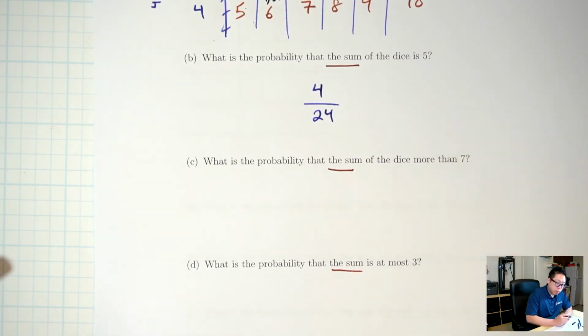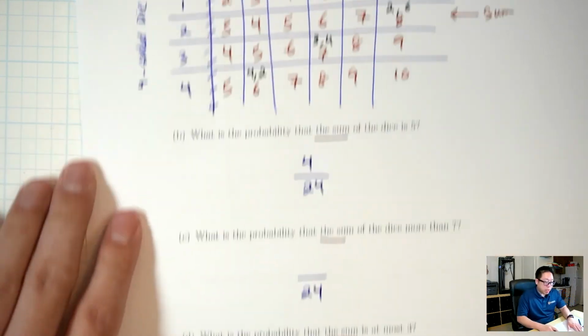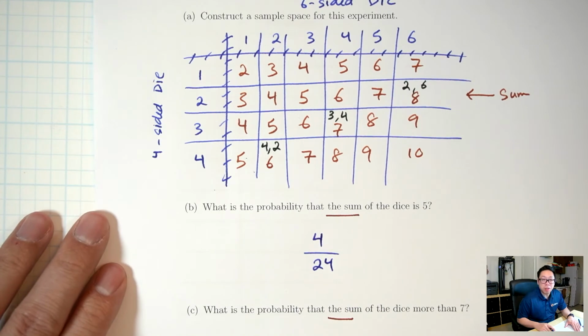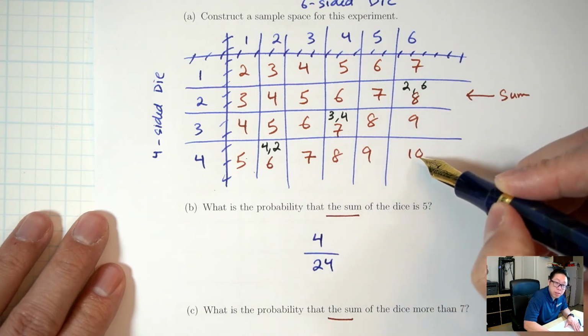Part C, what's the probability that the sum of the dice is more than 7? So bottom is still 24. More than 7 means you don't include 7. So these will be 8s, 9s, and 10s. So 1, 2, 3, 4, 5, 6.